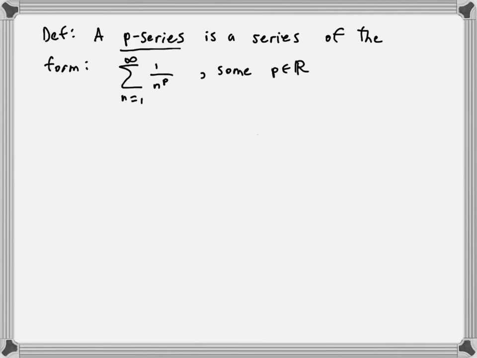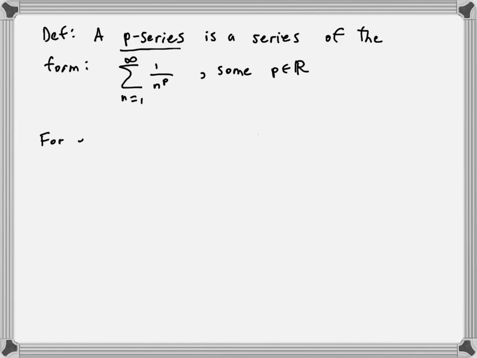Okay, so it's 1 over n to the p. Any series that looks like 1 over n to the p for some real number p is called a p-series. Now you'll notice p could be any real number. It does not have to be an integer. It could be a fraction. It could even be an irrational number. So let me give you some examples.